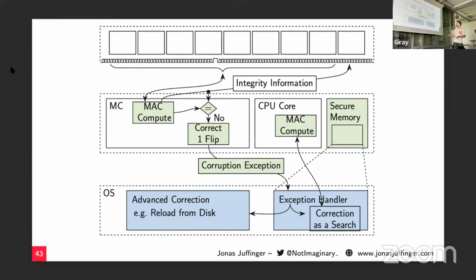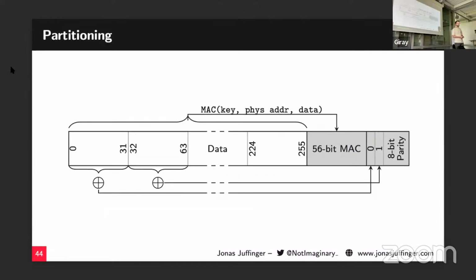Okay, let's look into this in a bit more detail. This is how we store the MAC on DDR5 memory. So we have the data here. It's partitioned into 8 partitions. We compute the MAC over the whole data, and then we store 8 parity bits as well. So we have a 56-bit MAC and 8 parity bits. And this fits exactly in the space that we get from DDR5 ECC memory. So the MAC size is basically restricted by that, but it's enough for our security guarantees.